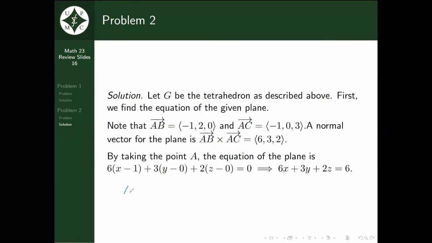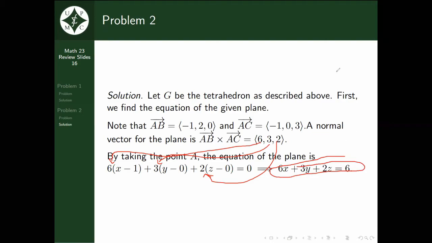A is (1, 0, 0). So it becomes x minus 1, y minus 0, and z minus 0. So that's for the quantities here, the things inside the parentheses. We just need to multiply these parenthesized quantities by 6, by 3, and by 2. And there we have the equation of the plane, which we can simplify as this. Now that we have the equation of the plane, we can get to solving, or rather setting up.